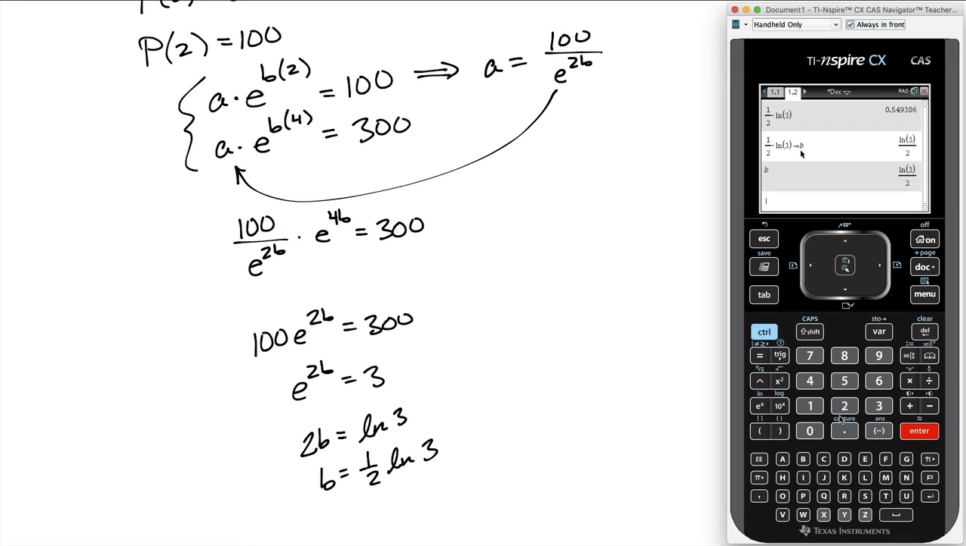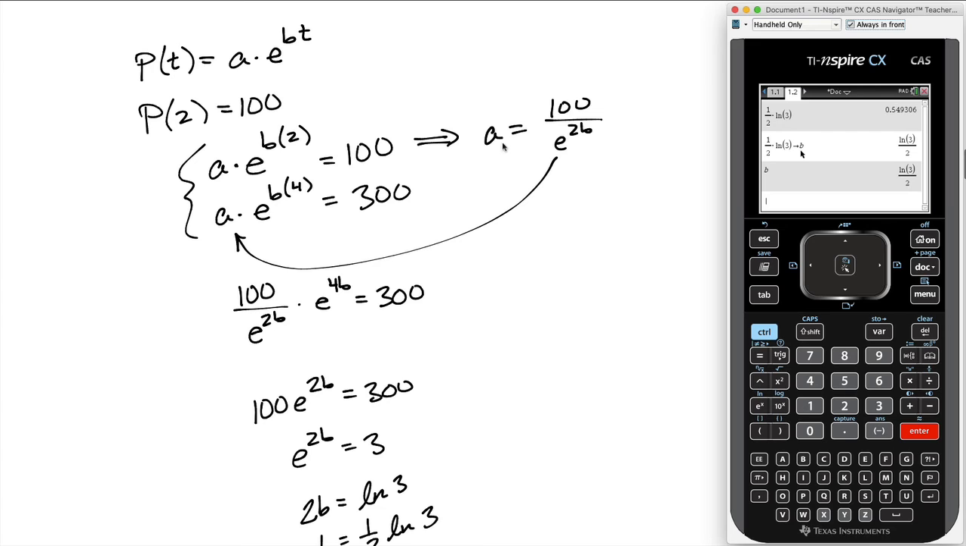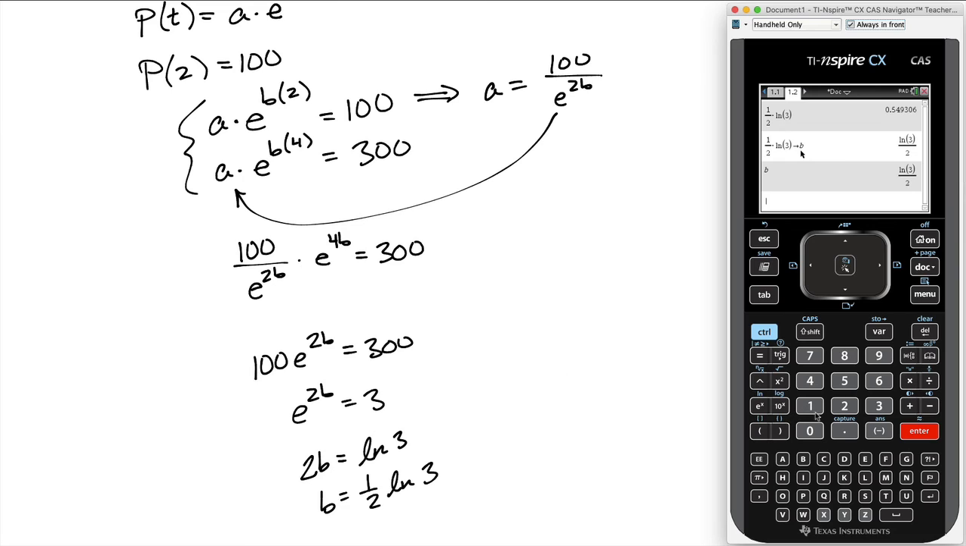Okay, I also, of course, got a. I know that a is equal to 100 over e to the 2b. So now I can get a. I'm going to do 100 over e to the 2b. And that gives me 100 thirds. So I'm going to go ahead and take that, and I'm going to store that in a. So now my calculator knows a and b.